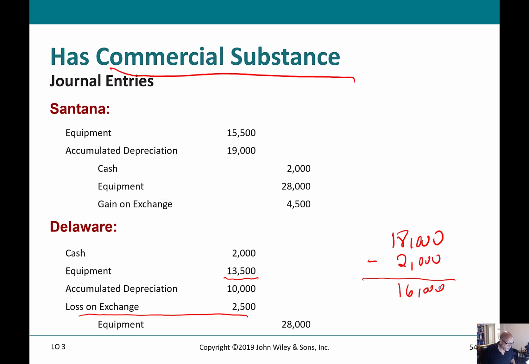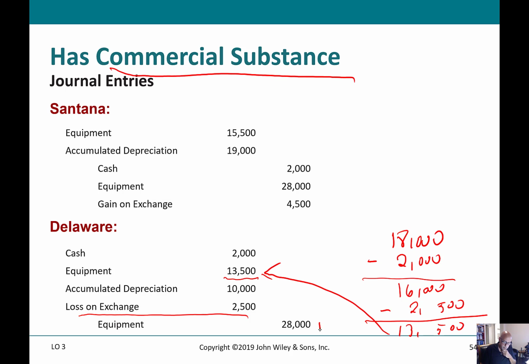And then what are you supposed to do? You're supposed to subtract the loss, 2,500. And that gives me the 13,500 here. 13,500. That's how we value the equipment. Then we go ahead and finish the rest of this journal entry.